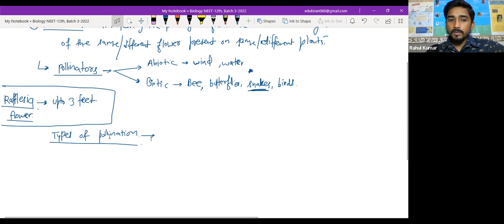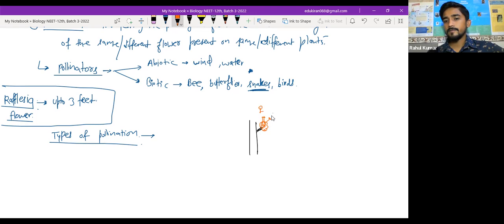What could be the possible pollinating scenarios present? So for example, this is a plant, on which there is a flower. So let's say this is the flower. Now this flower has both the structures. It also has a female structure and it also has a male structure.